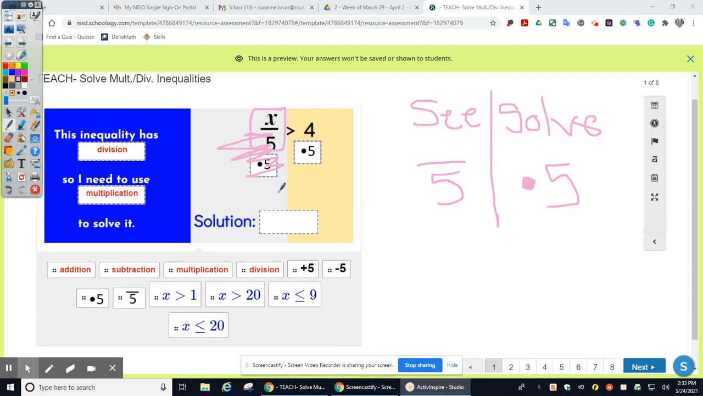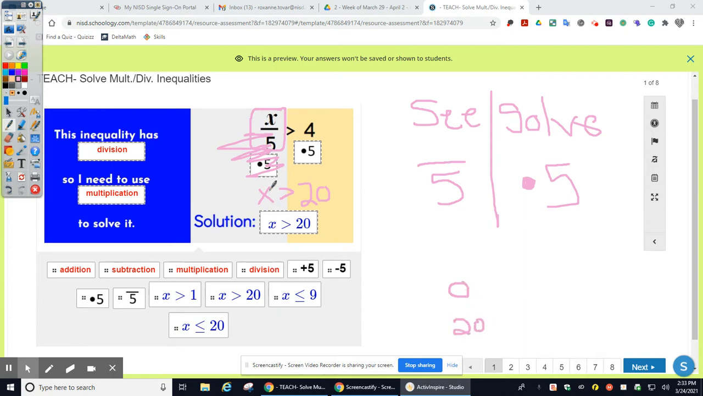And 4 times 5 is 20. And then we're just going to repeat the inequality that we see. So we see the greater than inequality. So we're going to put x is greater than 20 in our solution. Now, whenever we graph this, remember that there's no line underneath. So we want an open circle over 20.